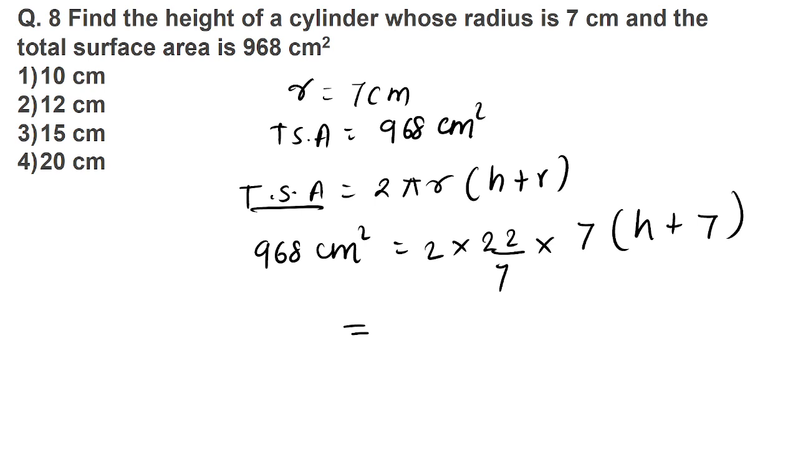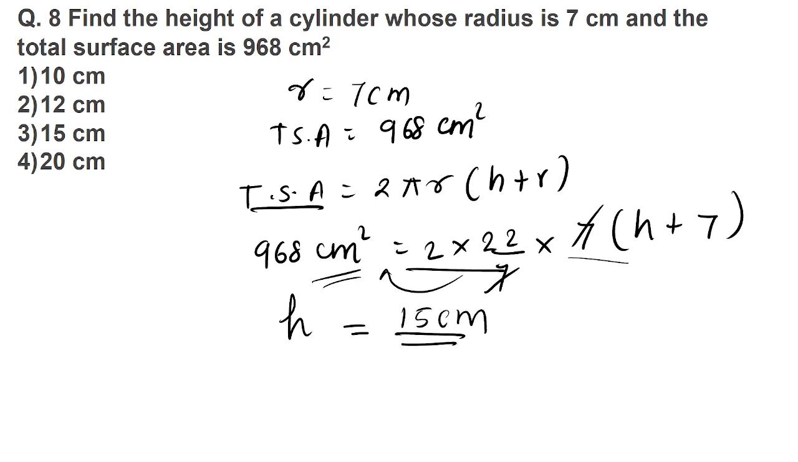So here the values that I'll get, 7 got cancelled, right? So this will give me the total value of height: 44h plus 44 into 7, divided by the 968 value, or simply take these values on the other side and divide 968 by the values. So this will give me the answer, height is equal to 15 centimeter. I hope you have got the calculation. If you still have doubt, then you can ask me in the comment section.